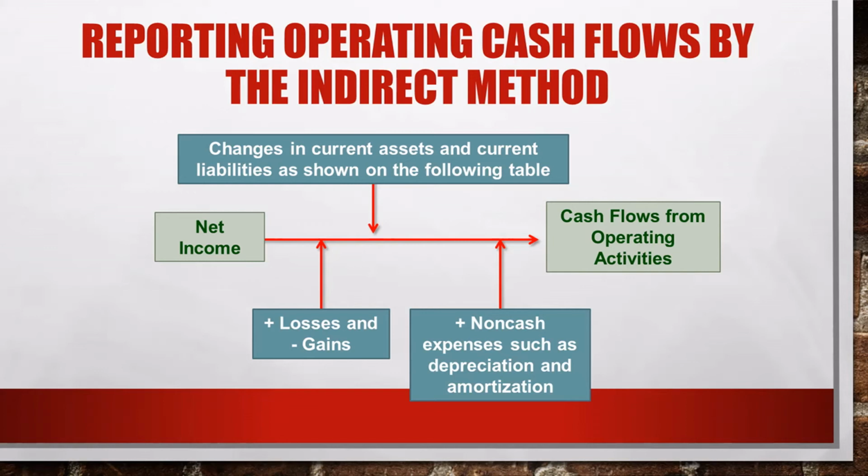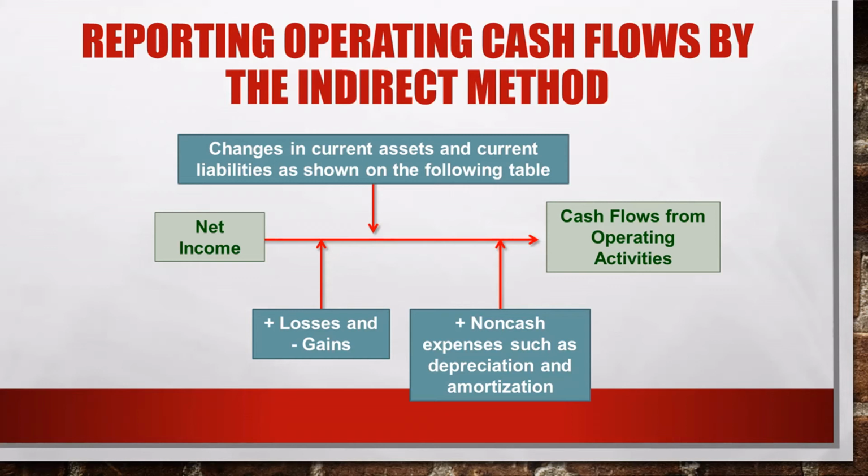Gains and losses are other items on the income statement to consider. They result from the sale of an asset. Gains are added and losses are subtracted on the income statement to arrive at net income. Since gains and losses don't represent operating cash flows, gains are canceled out by subtracting and losses are canceled out by adding to net income in the operating section.